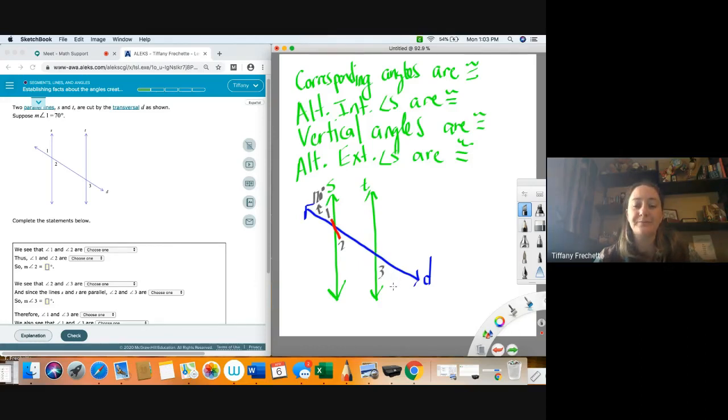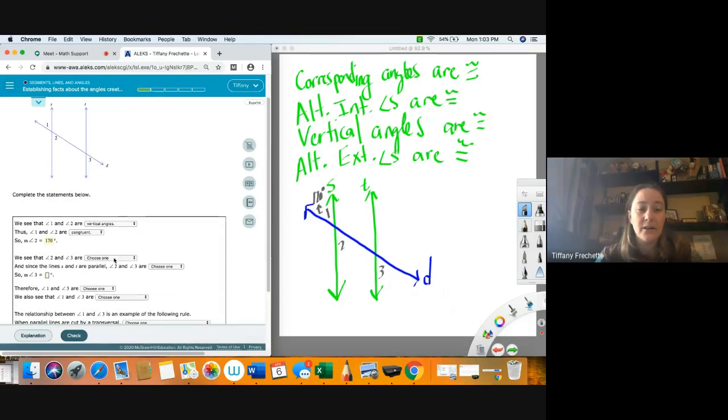If I cross the vertex, then we call those vertical angles. So I'm going to click on vertical angles. Vertical angles are always congruent, like we have in our notes. So if angle 1 is 170, then angle 2 is also 170 degrees. Now it wants us to say angle 2 and angle 3 are something. They're not vertical angles because we can't go across a vertex. They're not alternate because they're both on the bottom side of that blue line.